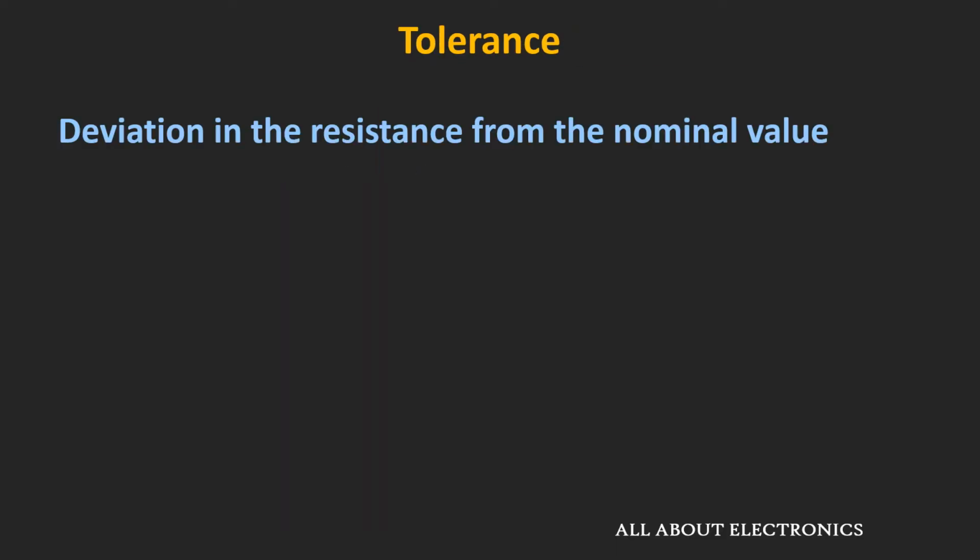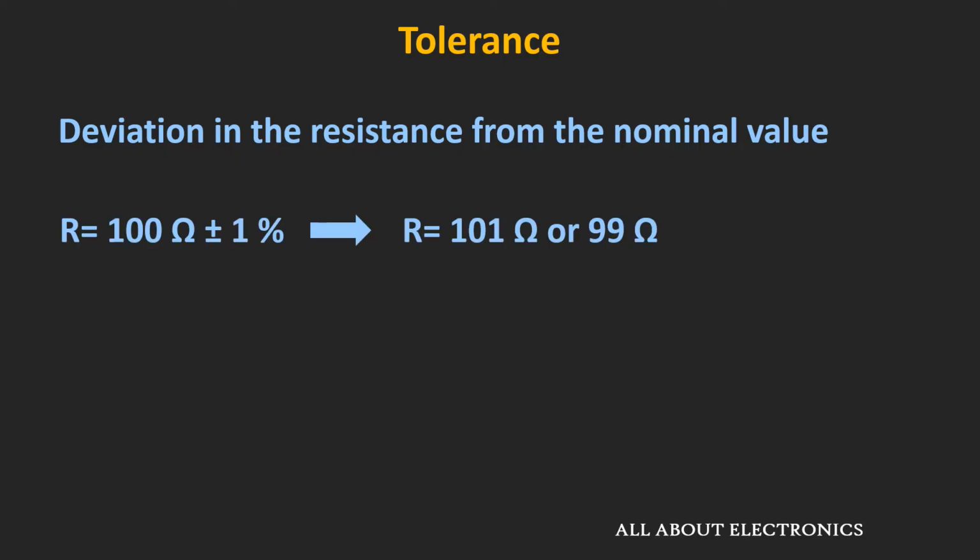Now the second parameter of the resistor is the tolerance. Basically, tolerance defines the deviation of the resistance from the nominal value. So let's say you have a resistor of 100 ohm with a tolerance of 1%. It means that the value of the resistance will be in between 101 ohm and 99 ohm.